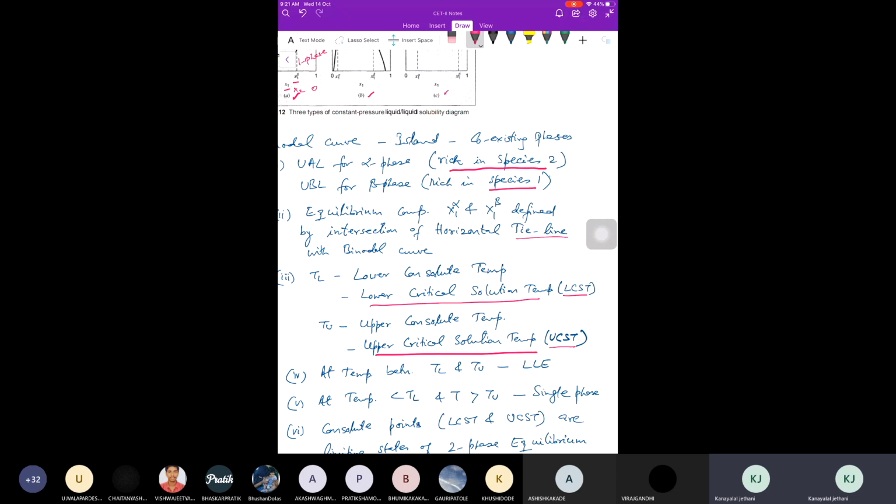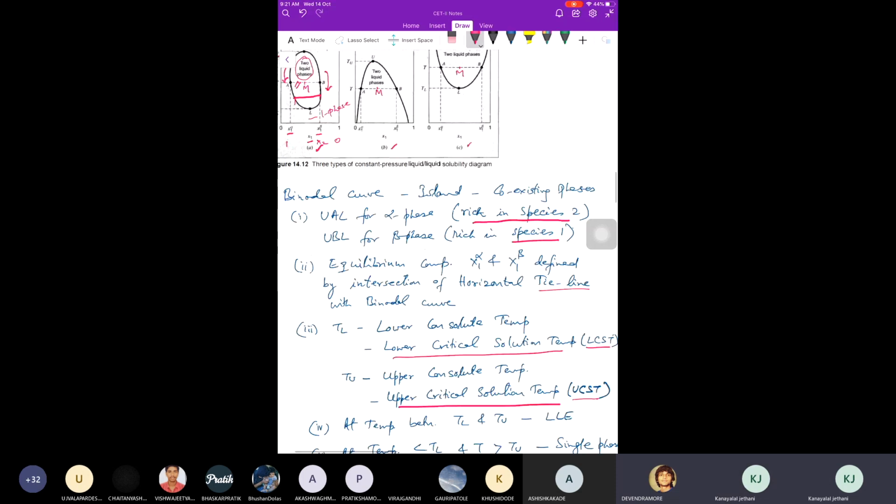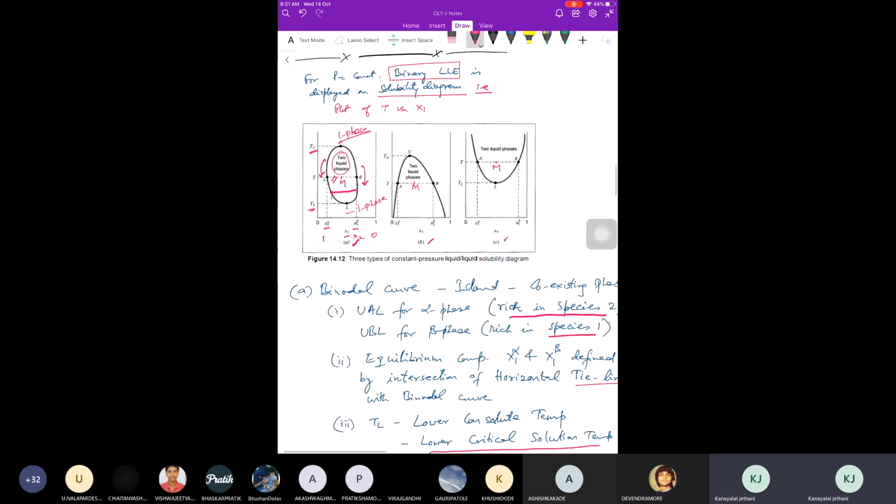At the temperature between TU and the lower critical solution temperature, will the mixture be solid or only liquid? It is all liquid. Only in that island, it is two liquid phases. Above that, it is one single liquid phase. Below that, it is one single liquid phase. There is no solid. It is liquid.